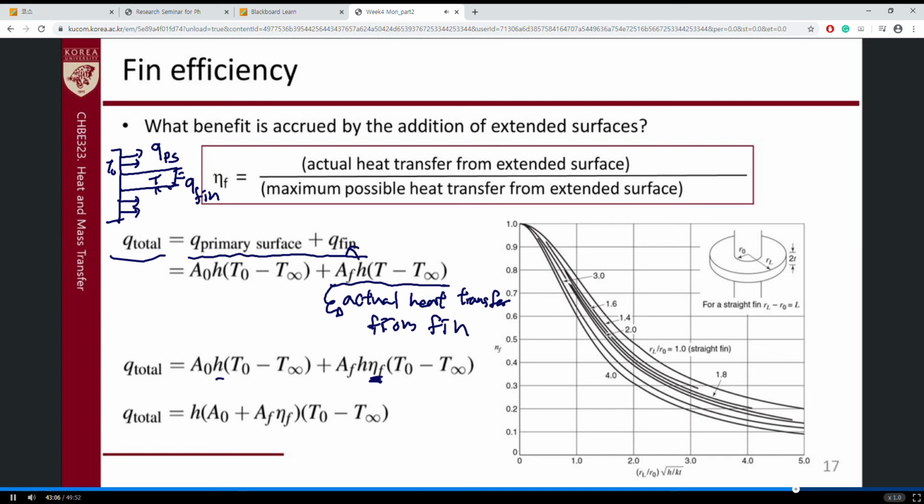Oh, sorry, I want to make sure of the definitions of the variables, which are A0 and A_F. A0 is the exposed area of the primary surface, okay? What is A_F? It is the total surface area of the fin, right?